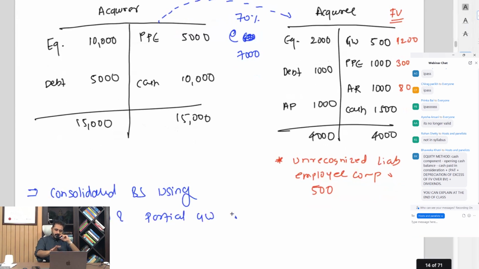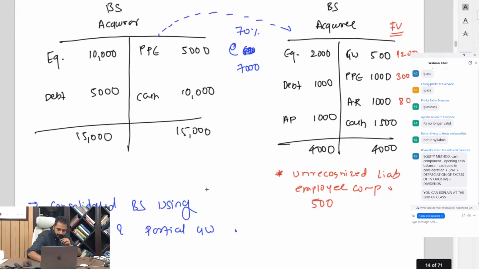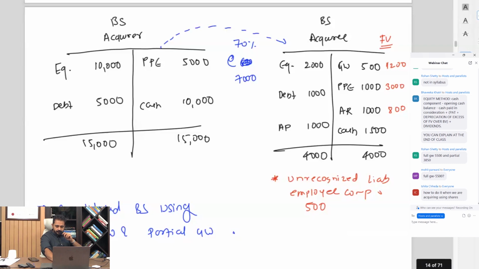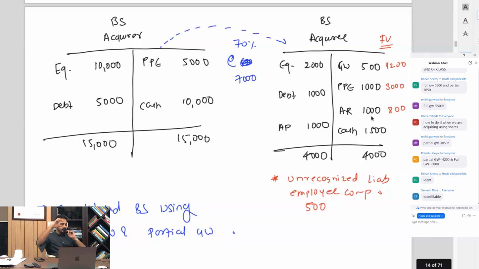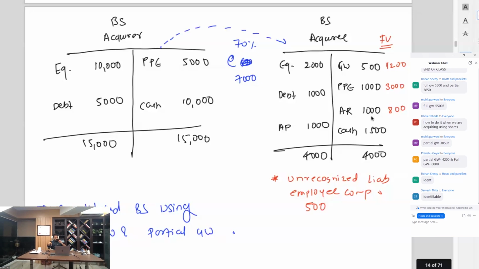If you can solve this, I think that whole control part is more or less over for us now. Come on, pick up some speed. I'll give you a hint. When you're figuring out goodwill, make sure you find out fair value of net assets. Which assets? Fair value of net dash assets. Fill in the blanks. Which assets? Identifiable assets of the acquiree.